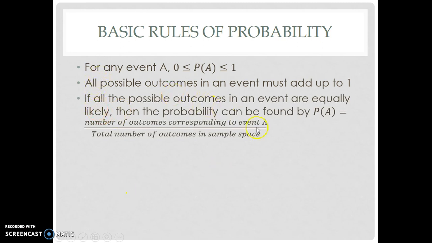If all the possible outcomes of an event are equally likely, then the probability of A is equal to the number of outcomes corresponding to event A over the total number of outcomes in a sample space.